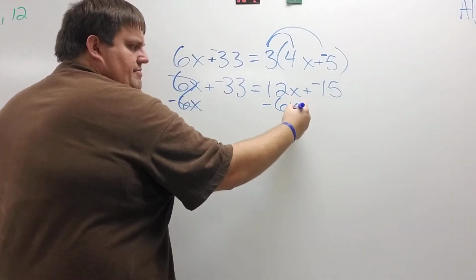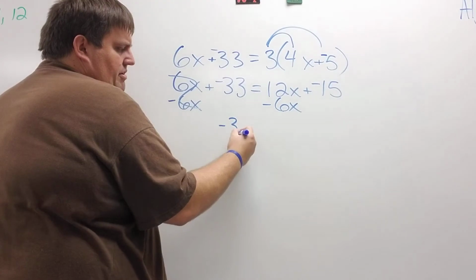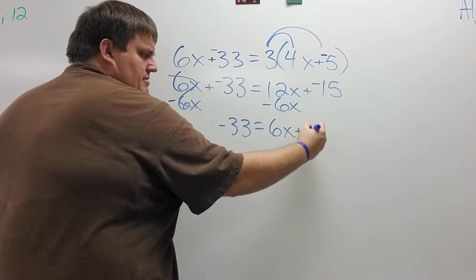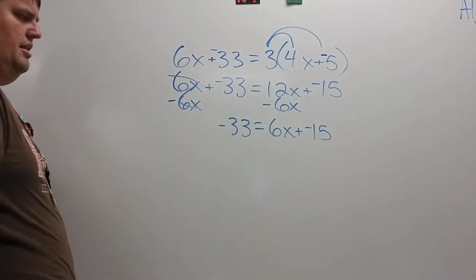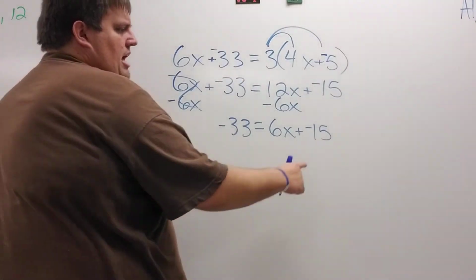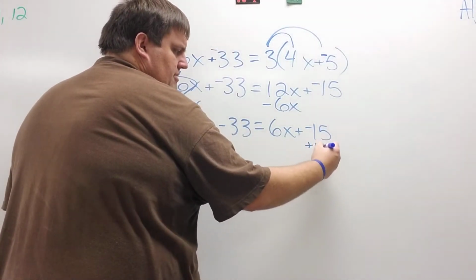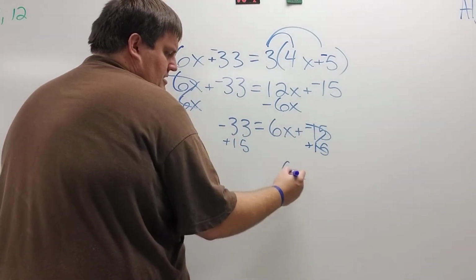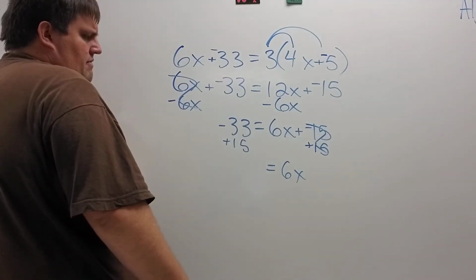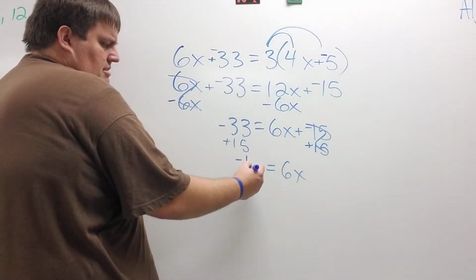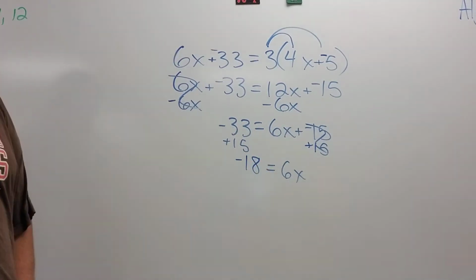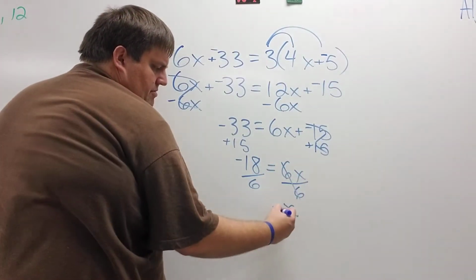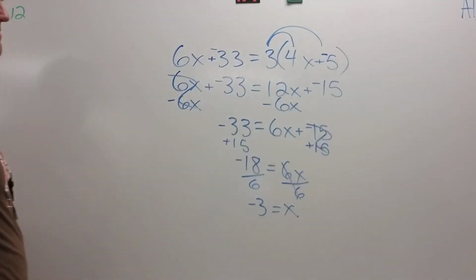From both sides. Over here they cancel. We're left with negative 33. And over here, 12x minus 6x is just positive 6x. Like so. And then we just got to get rid of negative 15, or minus 15, so we need to do plus 15. That's going to give me 6x, and that's going to give me negative 18. And then your last step here, divide by 6, and you get x equals negative 3. Pretty awesome.